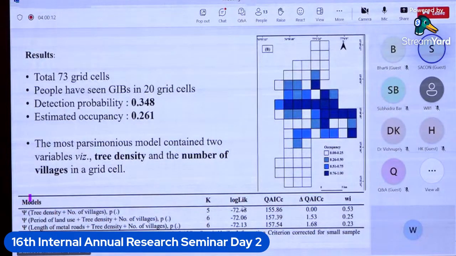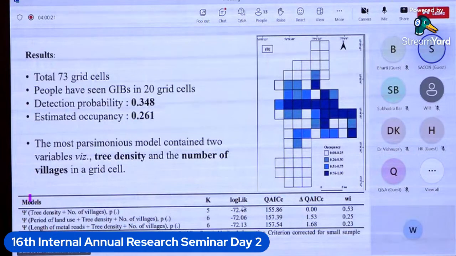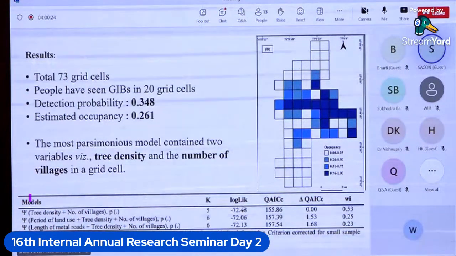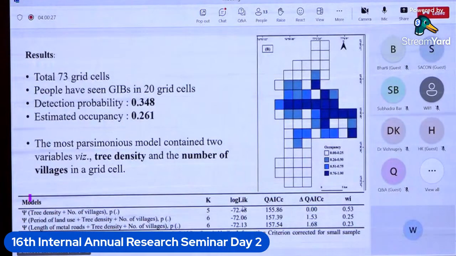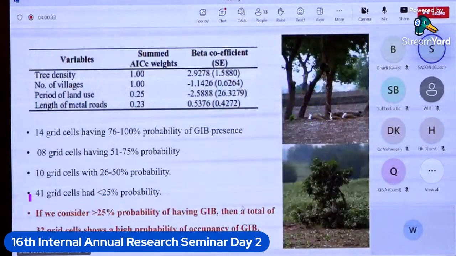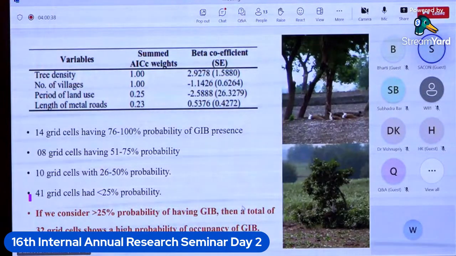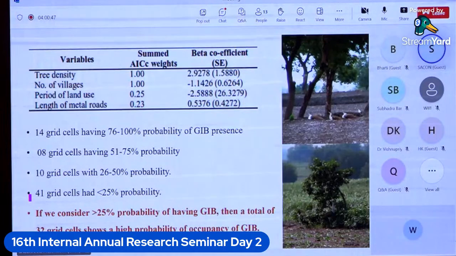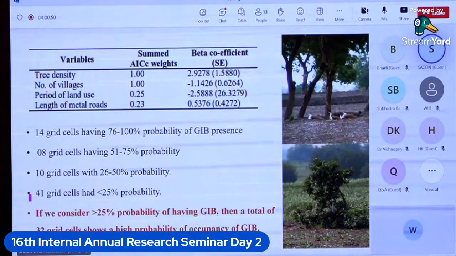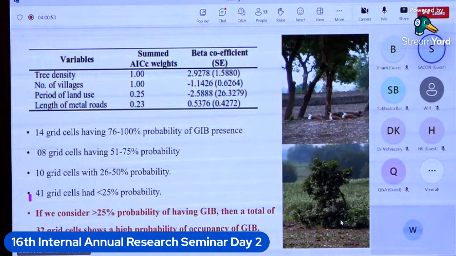And for the number of villages, it is a negative relationship; basically they were avoiding the villages and maintaining a minimum distance of about 3 kilometers. And for tree density, probably because of the high temperature in the landscape, they prefer a minimum of 2 trees as shade trees, and it is visible here. They need a place for roosting and resting.